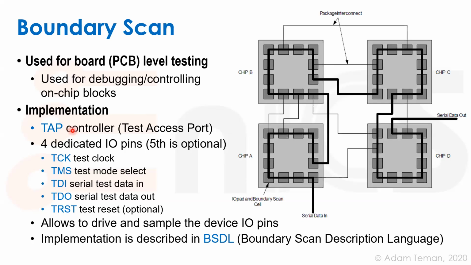You also have this thing called a TAP controller, which is the test access port. Each chip will have pins called TCK, TMS, TDI, TDO, and TRST. One of them is the clock that shifts this stuff along. One of them is the test mode select, so it puts it into this shifting mode instead of the operational mode of being regular inputs and outputs. Then serial test data in and serial test data out, going into the chip and out from the chip. And reset, you can optionally also do reset through it.